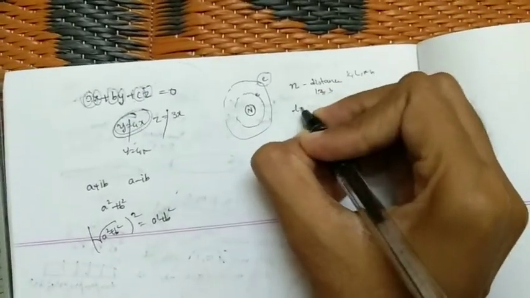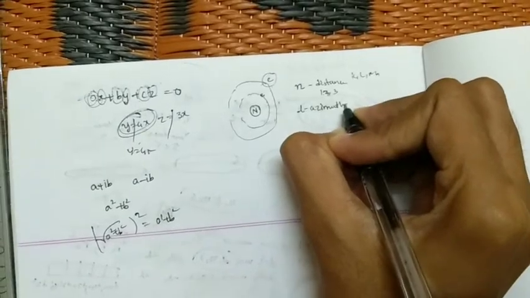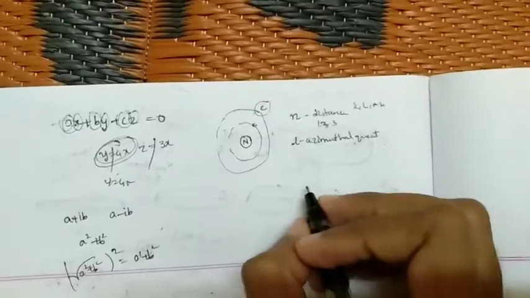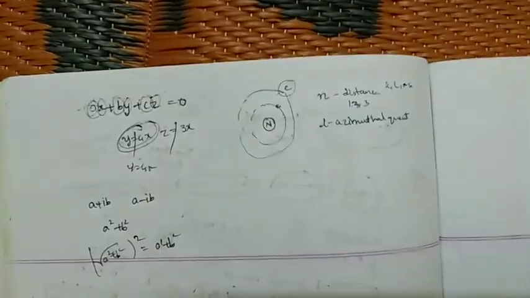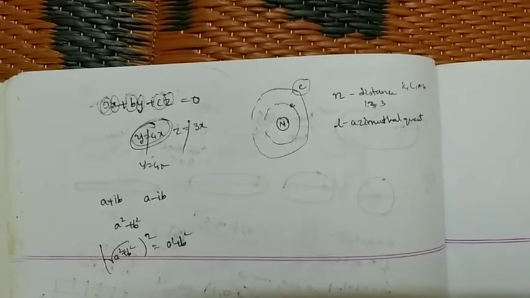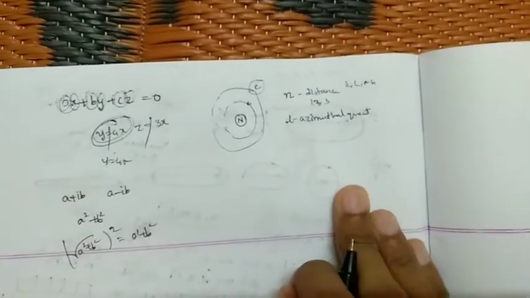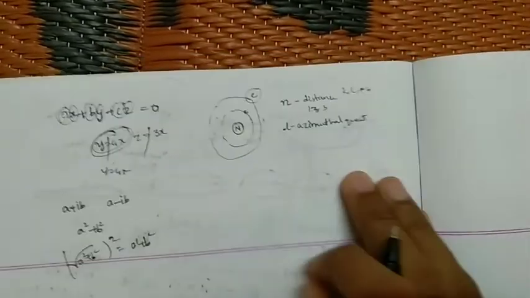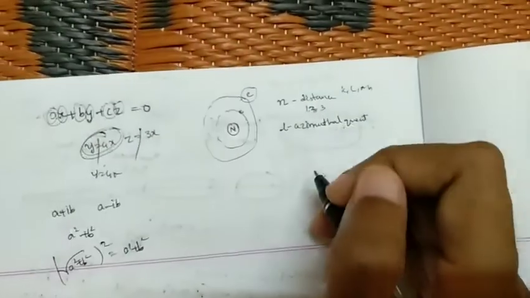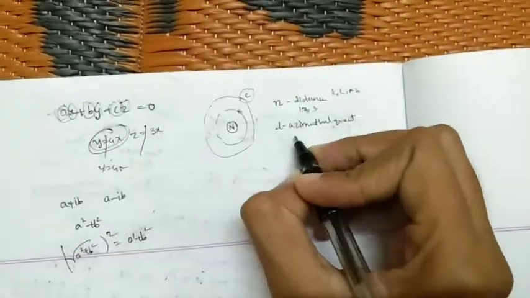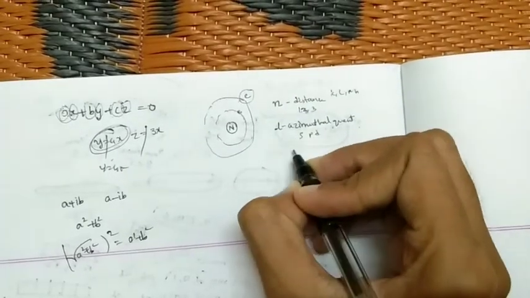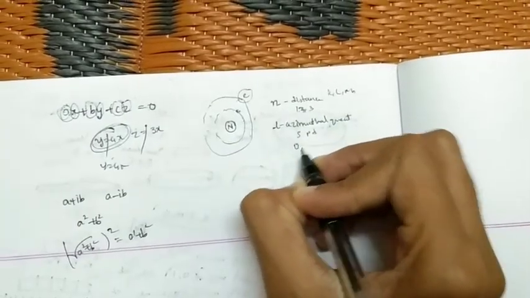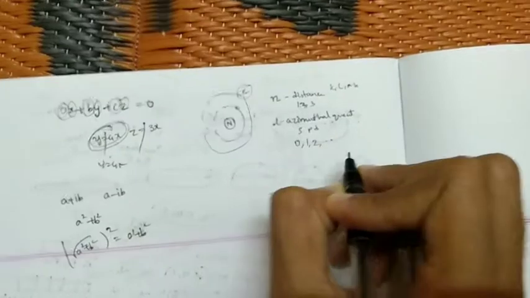The next one is the azimuthal quantum number. This gives information about the orbitals of the electron, that is, where the probability of finding the electron is more. Depending upon the shapes of the orbitals, this is the number which gives information about the shape of the orbitals, that is s orbital, p orbital, d orbital. For a given n, it has values from 0 up to n minus 1, like 0, 1, 2, and so on.